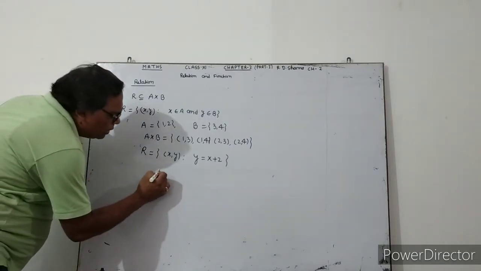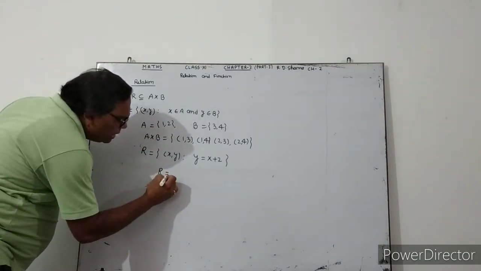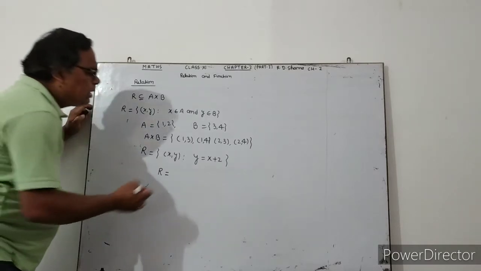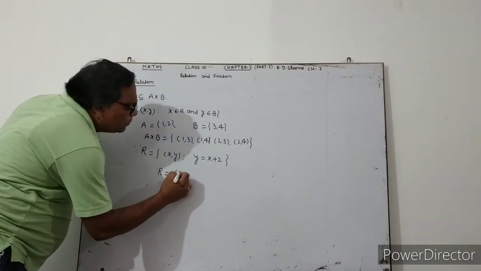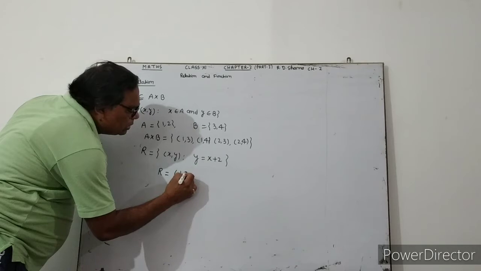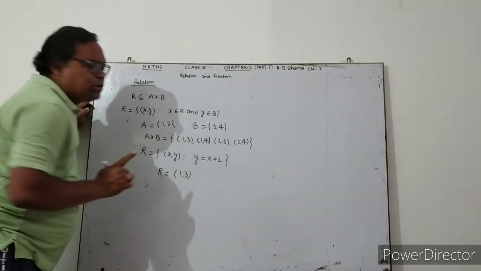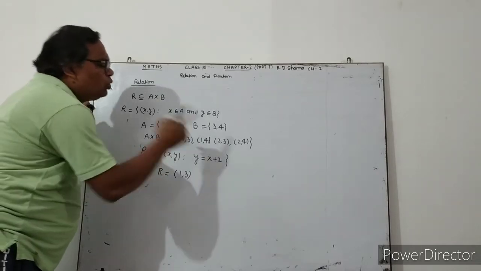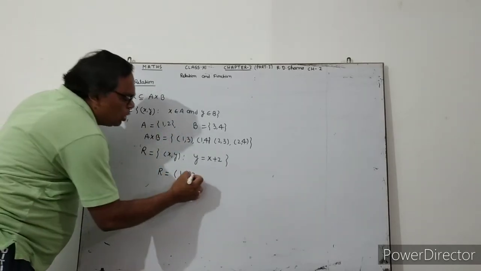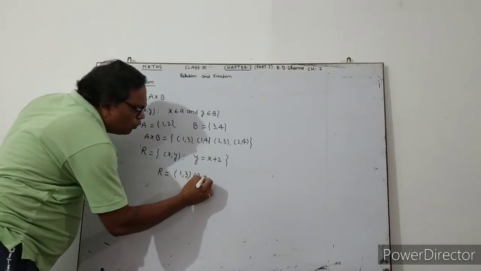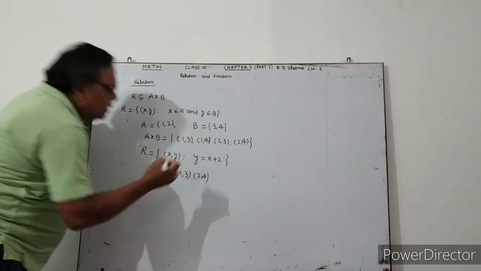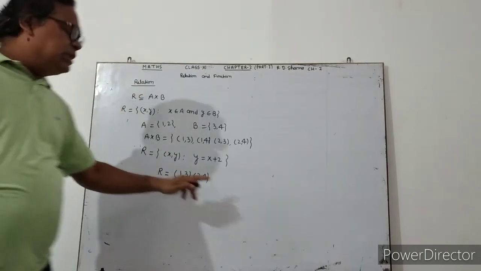Then which elements belong to the relation? The element (1, 3) belongs, and (1, 4) does not belong in the relation, (2, 3) does not belong in the relation, (2, 4) belongs in the relation. This is the relation.